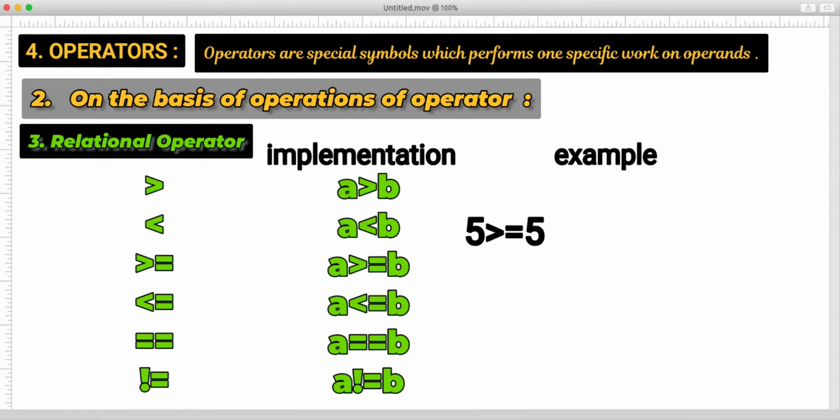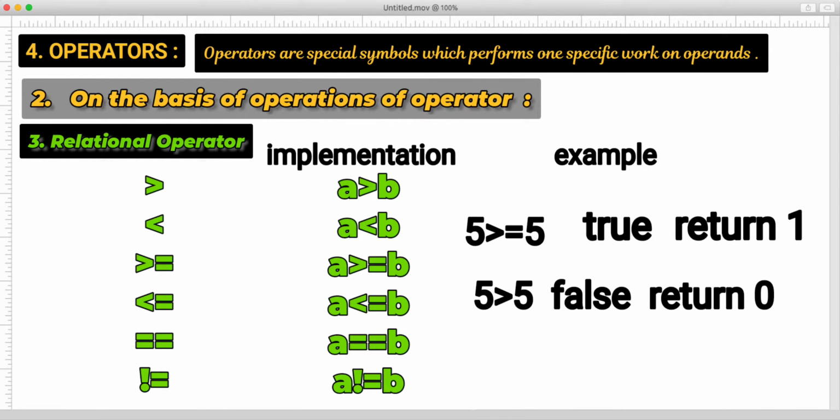Suppose we write a condition 5 is greater than equals to 5. So here it is two conditions, greater than or equals to. So 5 is equals to 5, so it is true, then it will return 1 to the compiler. And suppose you write 5 greater than 5, as 5 is not greater than 5, so it is a false condition, so it will return 0 to the compiler.